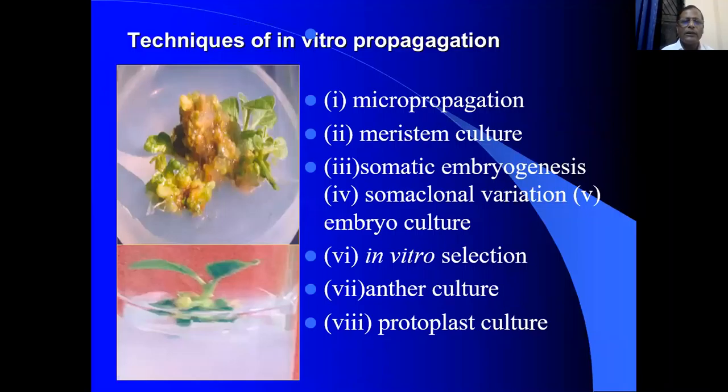As you know, there are different kinds of micropropagation techniques. Some of the techniques are micropropagation, meristem culture, somatic embryogenesis, somaclonal variation, embryo culture, in vitro selection, anther culture, and protoplast culture. These are some of the general techniques of micropropagation.